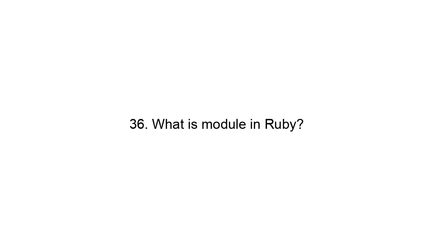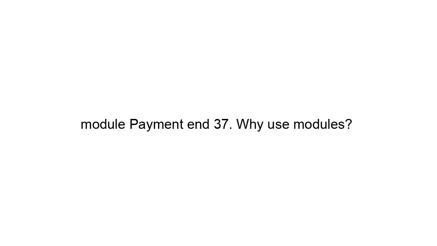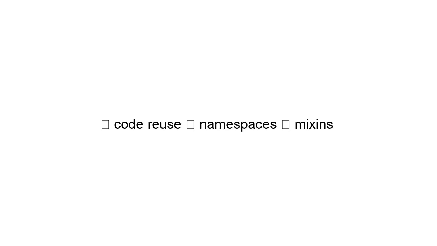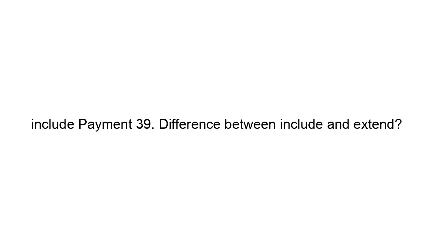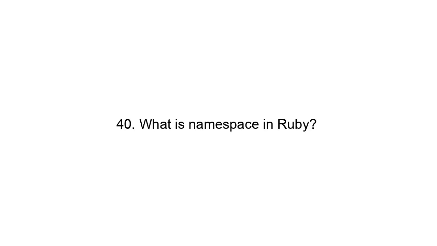36. What is a module in Ruby? Collection of methods and constants. Example: module Payment, end. 37. Why use modules? Code reuse, namespaces, mixins. 38. What is a mixin? Including a module inside a class. Example: include Payment. 39. Difference between include and extend. Include means instance methods. Extend means class methods.